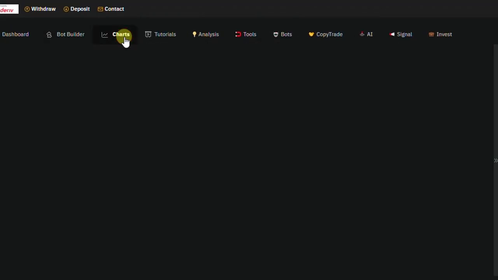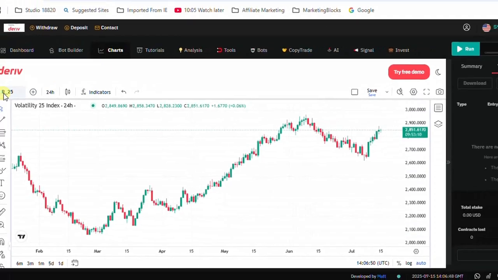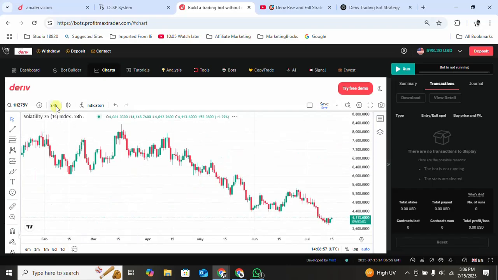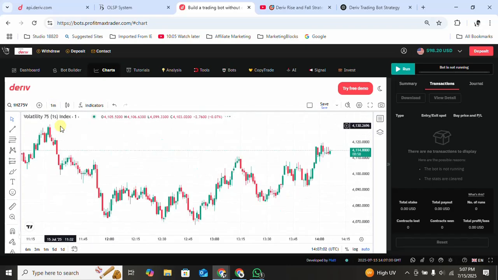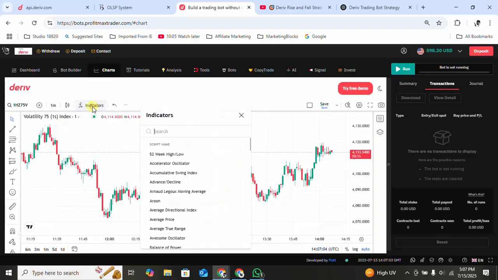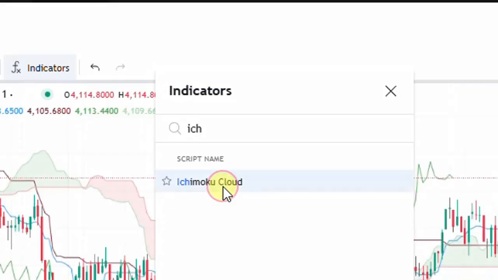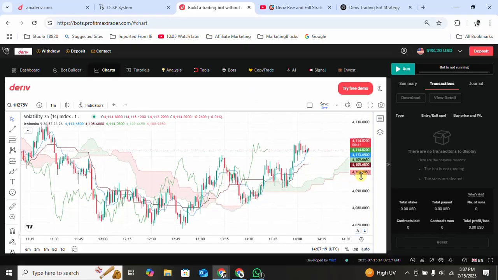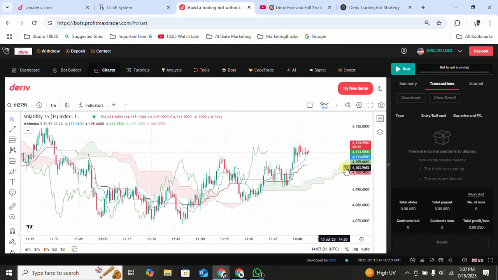Once you've done that, come to charts here, select the volatility. We are working with 75 (1s). Adjust the time frame to 1 minute candlestick time frame, and then the first indicator is called the Ichimoku Cloud. Okay, it's a Japanese name and it was created by a Japanese journalist in the 1930s. I did some research on it, and then that's the Ichimoku Cloud, and basically the cloud is this one.